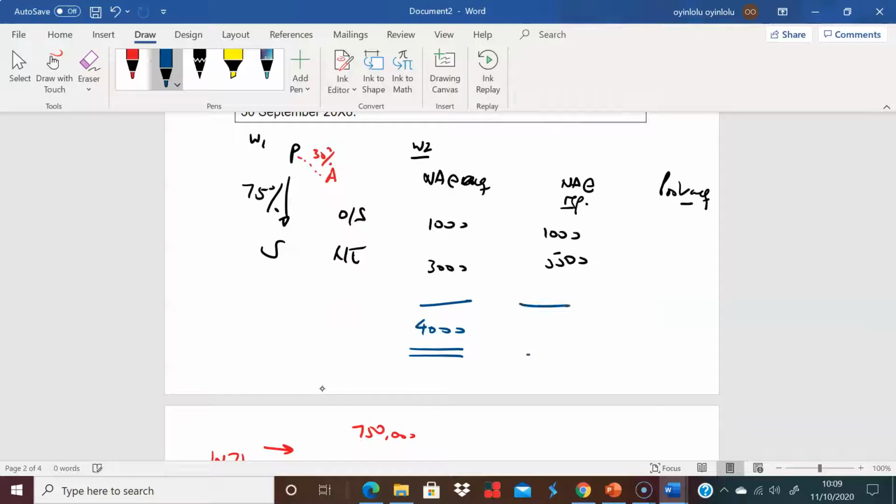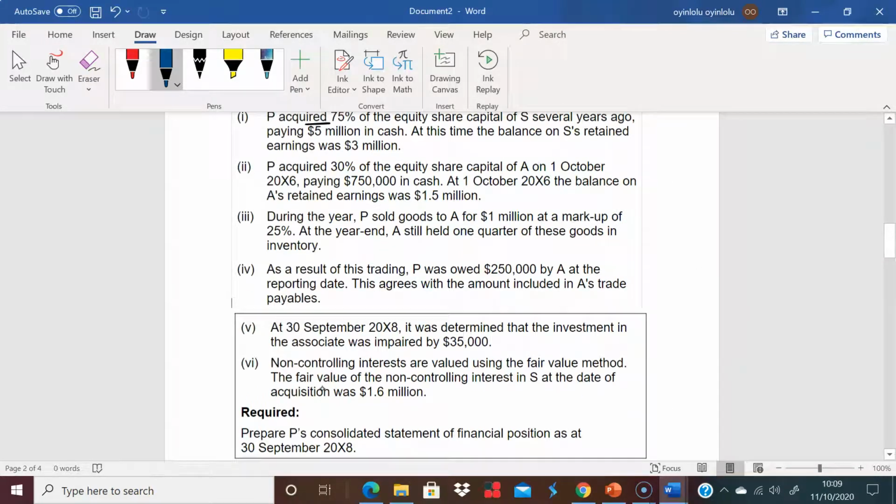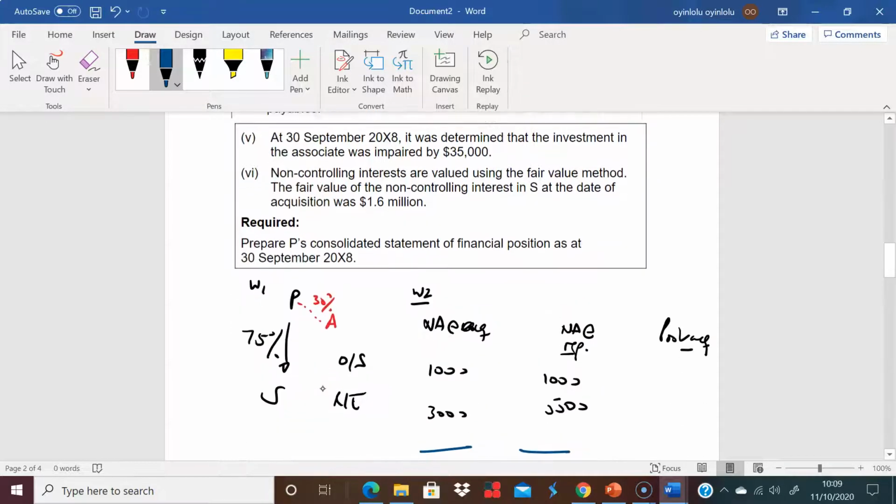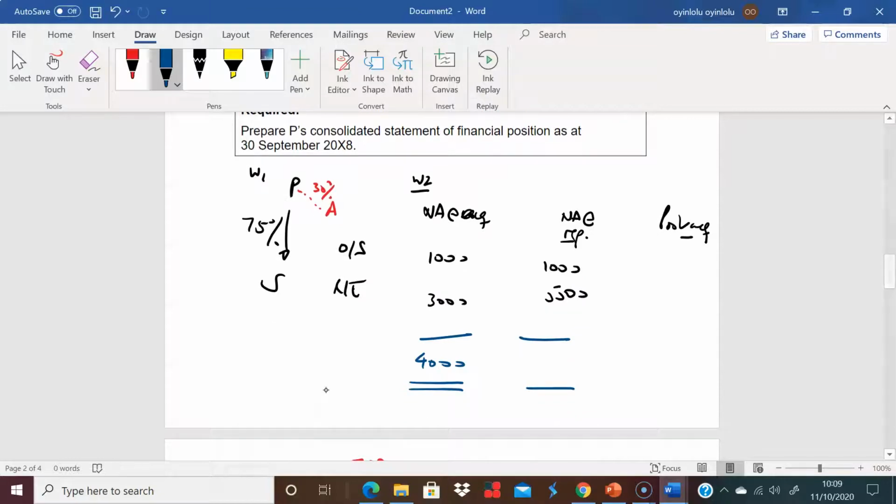So that means there's no P sold goods to the associate, so that's to do with the associate. P's not selling anything to the subsidiary, so there's no drama in this question. So literally, my post-tax is 2,500, and here we have 6,500, 2,500.